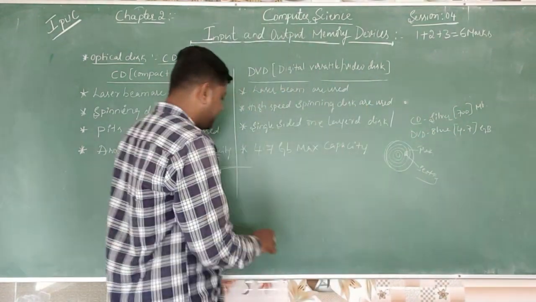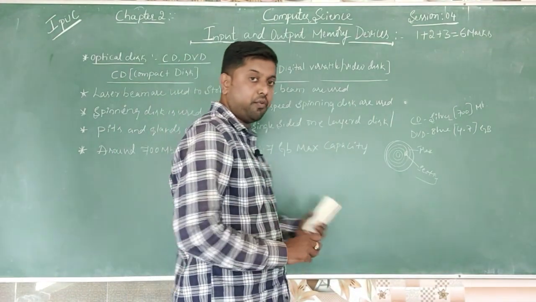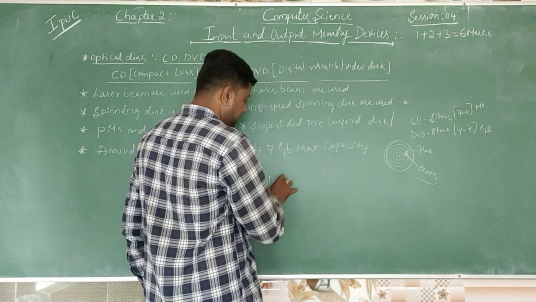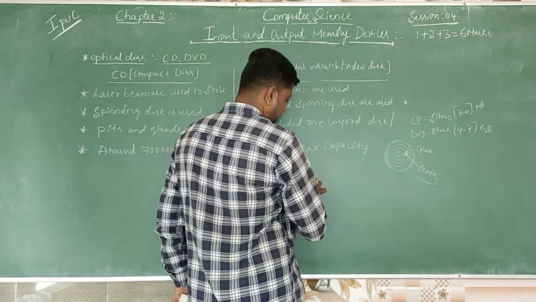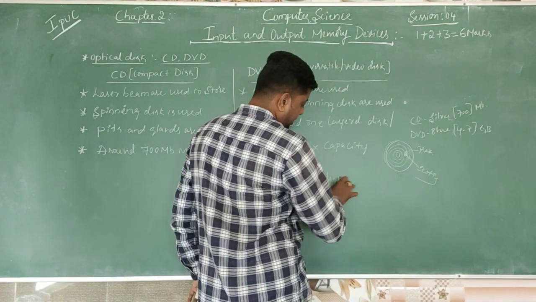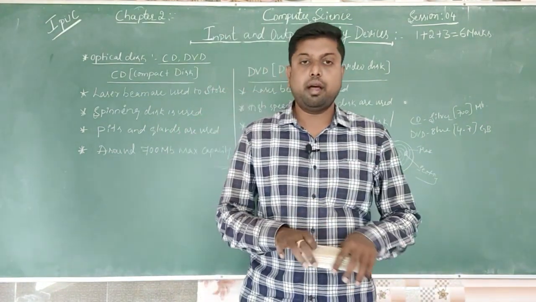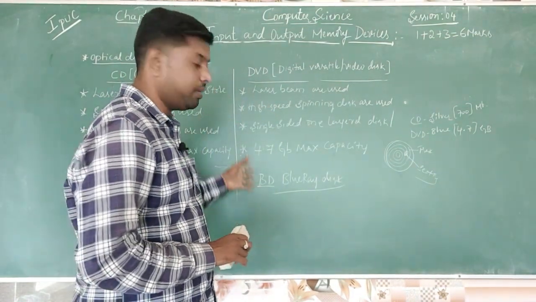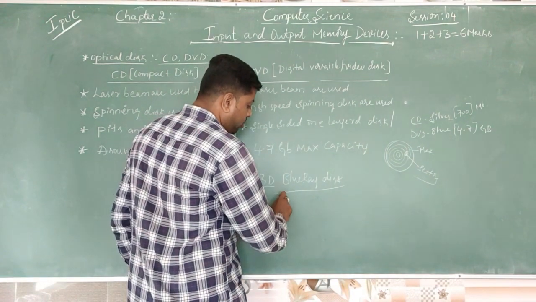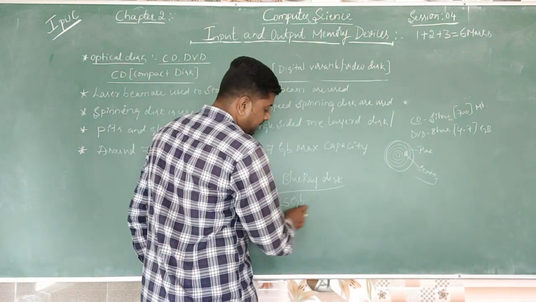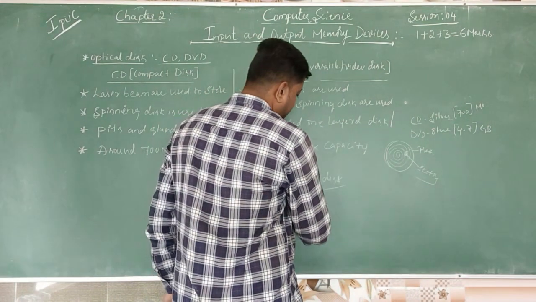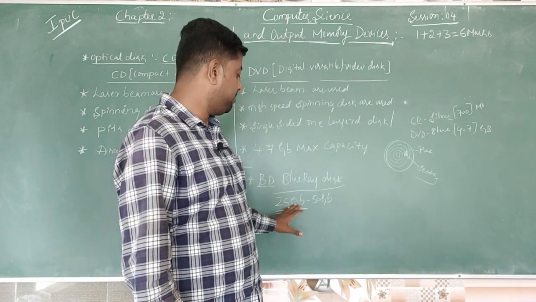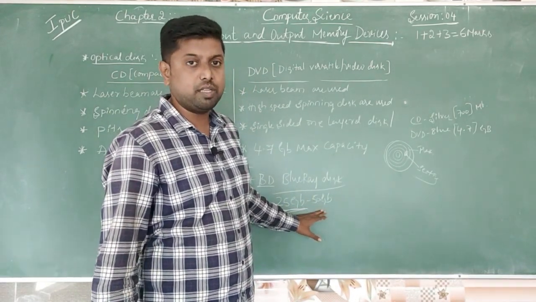And one more thing, dear students, nowadays we have a chance to see one more type of disk, that is BD, the Blu-ray disk. As per our information, the Blu-ray disk has the same technology for the storage of data, but when we compare the storage capacity, it should be around 25 GB to 50 GB. It supports the maximum capacity of data. A minimum of 25 to 50 GB of data will be supported by these kinds of disk.